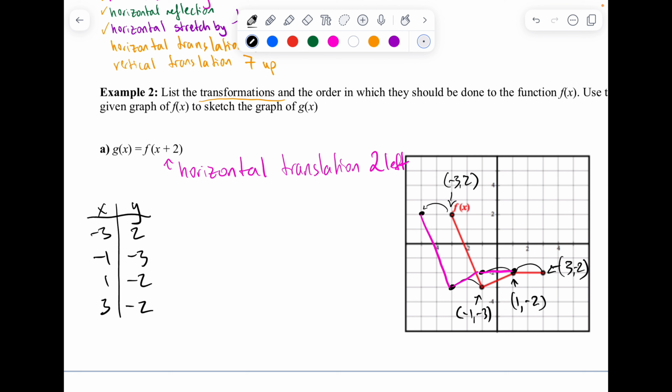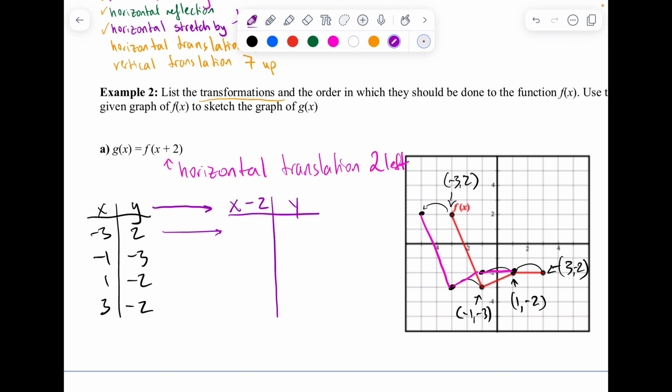Okay? And now we're going to write a mapping statement. So what's happening to the x's? Well, everything is going 2 to the left. So that means that the new values are going to be x minus 2, because it's 2 to the left. And for the y values, nothing's happening vertically, so I'm just going to leave them. So there's my mapping statement. And so now I'm just going to move all these points.